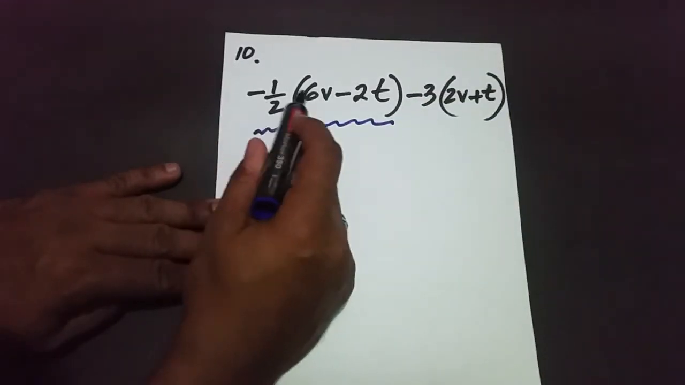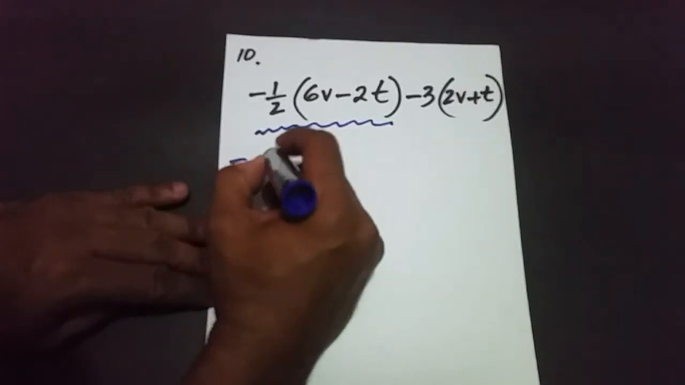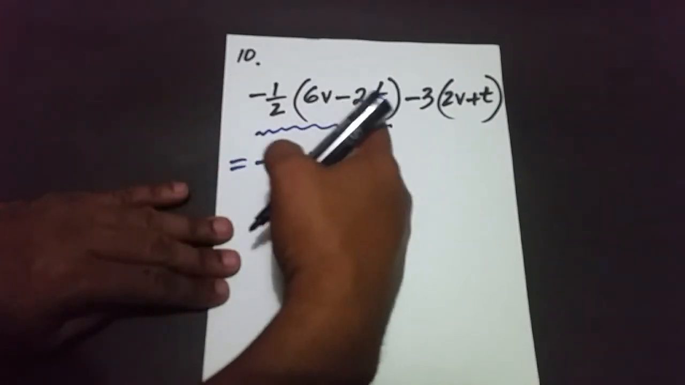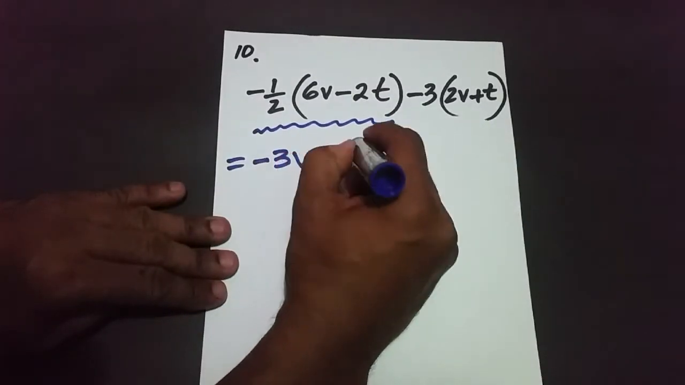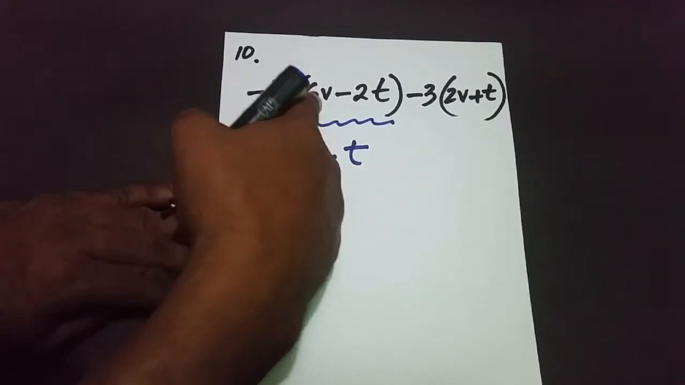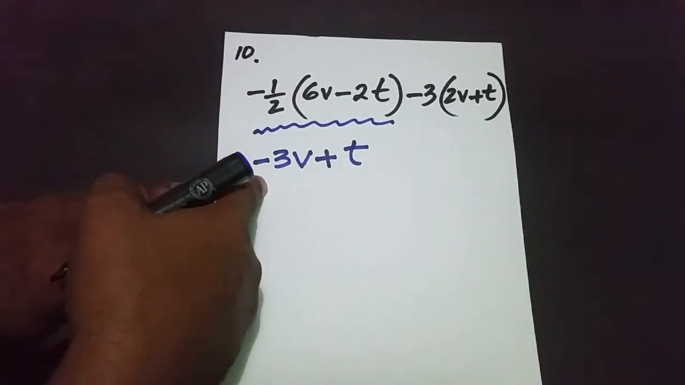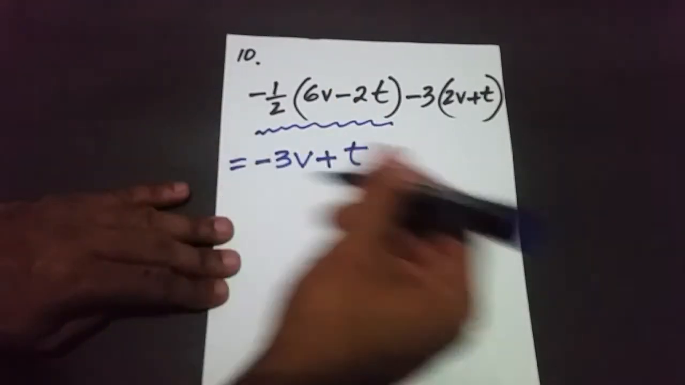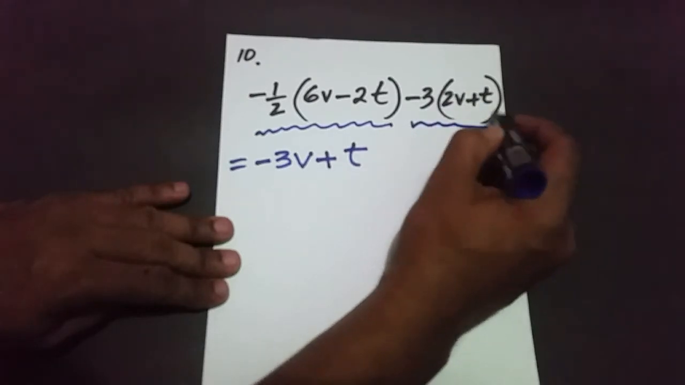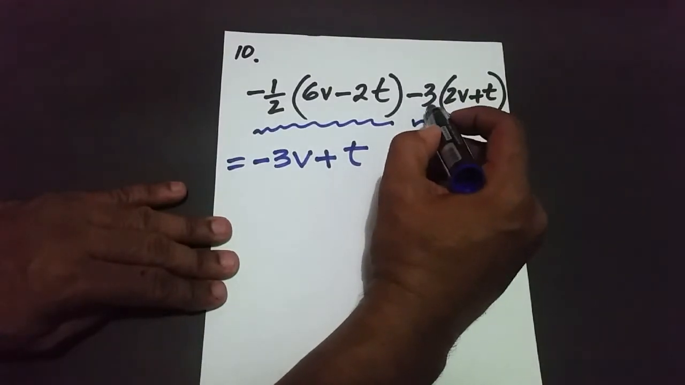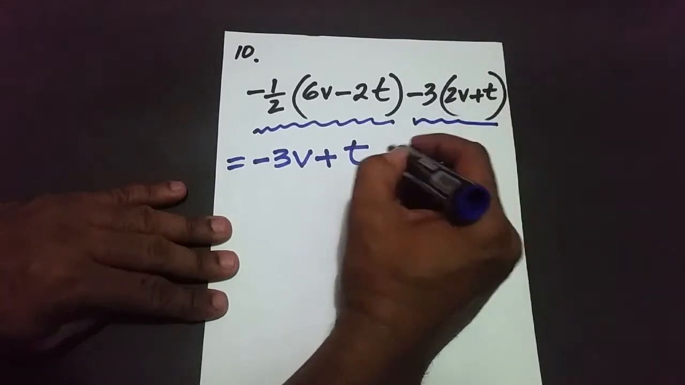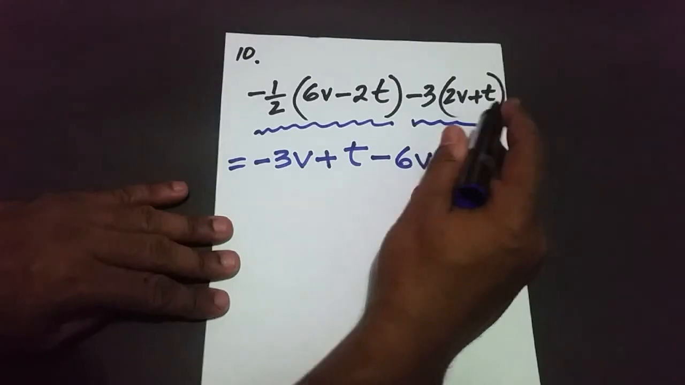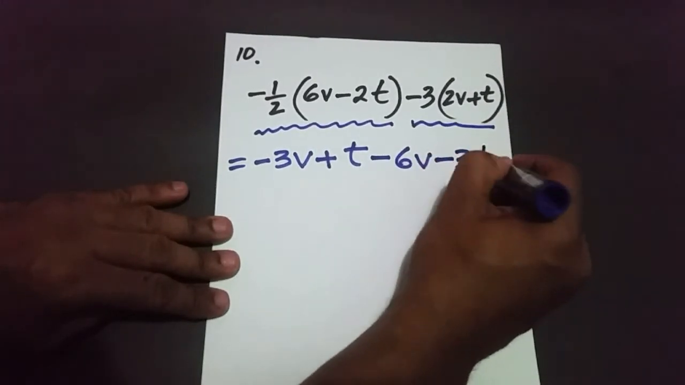So negative a half times positive 6v is going to give us negative 3v. And negative a half times negative 2t is going to give us positive t. That's like saying a half of 6v is 3v, but there's a negative attached to it, so we put that there. And a half of 2t is t, but it's a negative times a negative, giving us a positive. Now we proceed to this part, recognizing that this negative belongs to the 3 here. So negative 3 times positive 2v is negative 6v, and negative 3 times positive t is negative 3t.